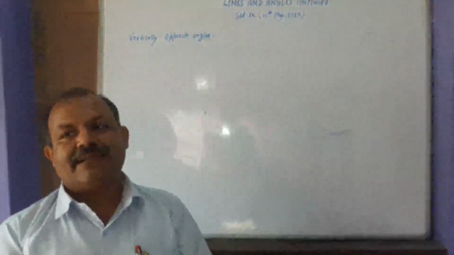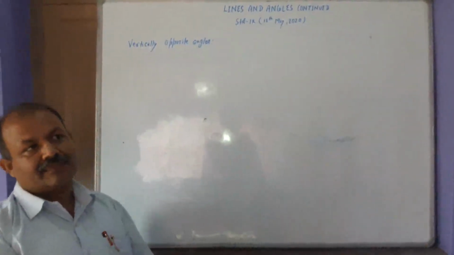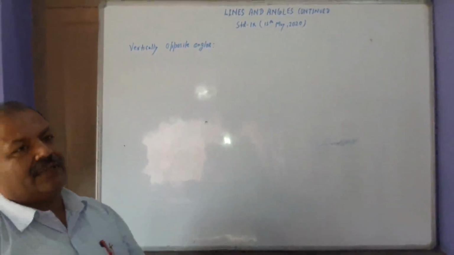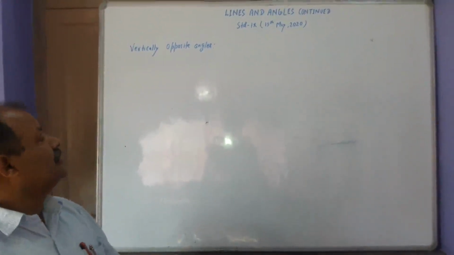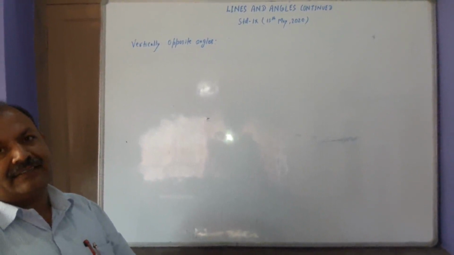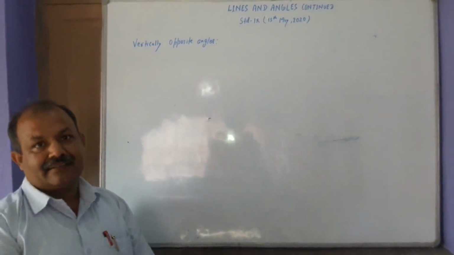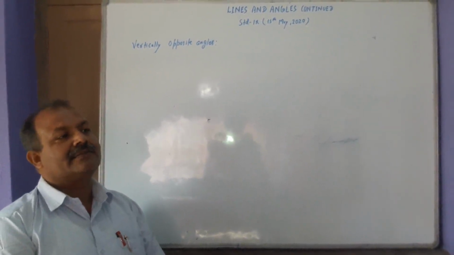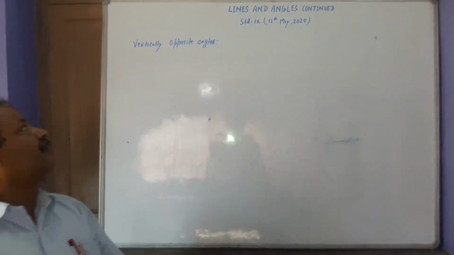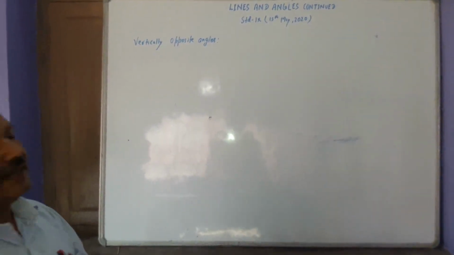Good morning everybody. Today we have to continue lines and angles. In the last classes you have learned about different types of pairs of angles, that is complementary angles, supplementary angles, adjacent angles, linear pair of angles. Today we are going to discuss the vertically opposite angles.